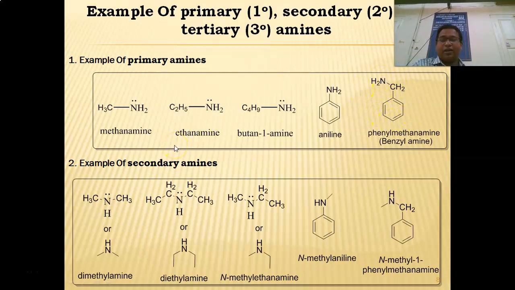Secondary amine examples are N-methylmethanamine, or you can say dimethylamine, and diethylamine. Amines can be represented in the atomic form or in the line and dash form also. These two are the same, so you should not get confused that they are different molecules. Here this is dimethylamine, this is N-methylethylamine, this is N-methylaniline, and N-methyl-1-phenylmethylamine. These are a few examples of secondary amines.